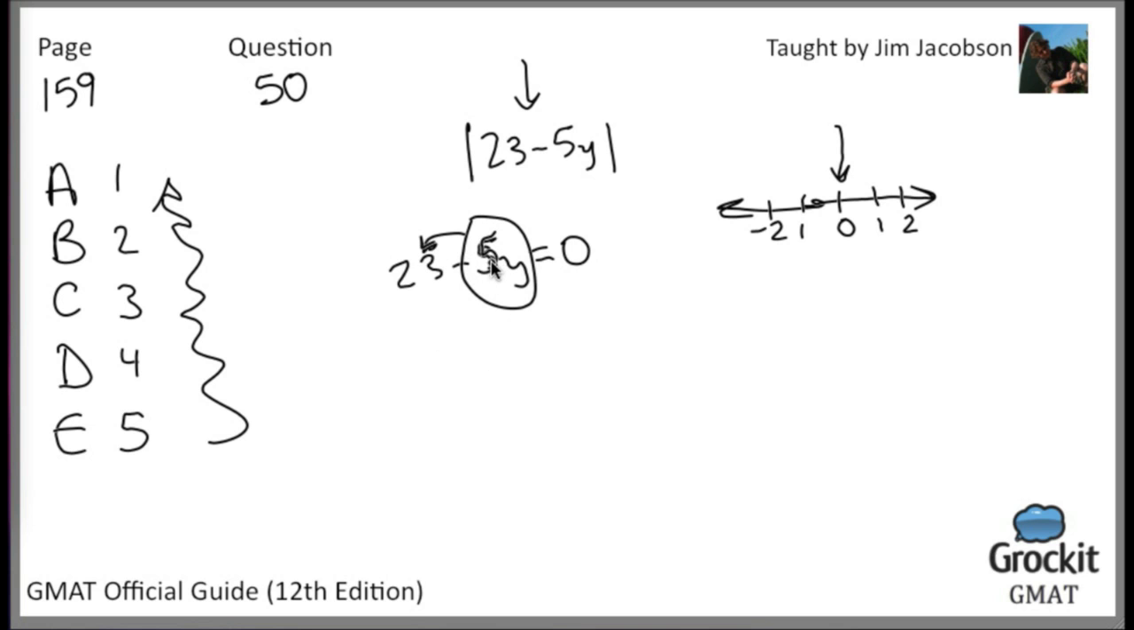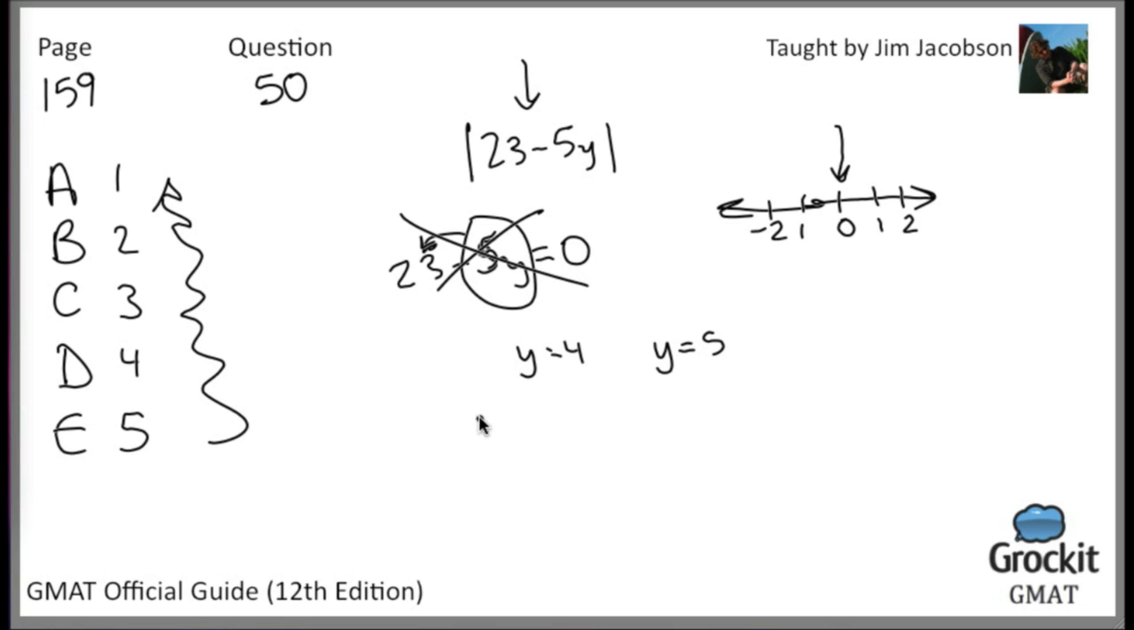Now in this particular case, y is an integer, so we can't actually have 23 minus 5y equals 0. But we do know that 5 times some integer has to be very close to 23. So 5 times what is close to 23? Basically the two numbers that are close: 5 times 4 is 20, and 5 times 5 is 25. Those are the two numbers that get us closest with 5y to 23. So we have y equals 4 and y equals 5 to worry about.